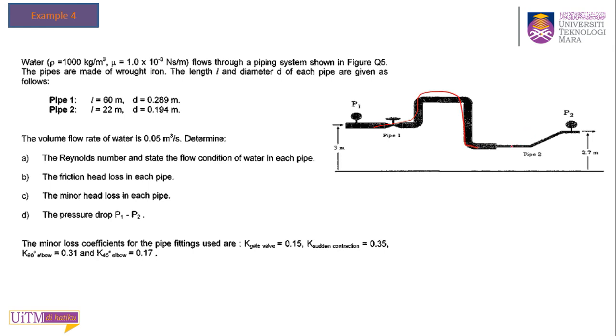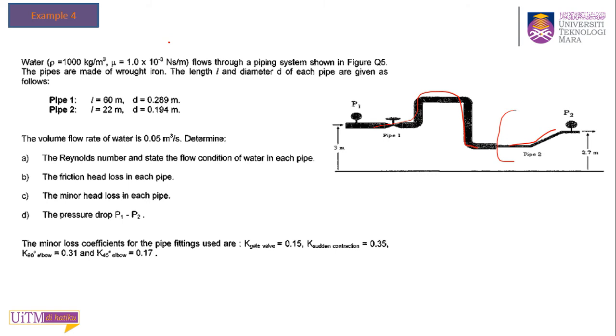Another pipe, the second pipe, is the small pipe, this one. So they give you the length of the pipe and the diameter of the pipe. For pipe 1, the length is 60 meter and the diameter is 0.289. Pipe 2 is the smaller one because the diameter is smaller, so that's why I call it small. For pipe 2, the length is 22 meter and the diameter is 0.194.